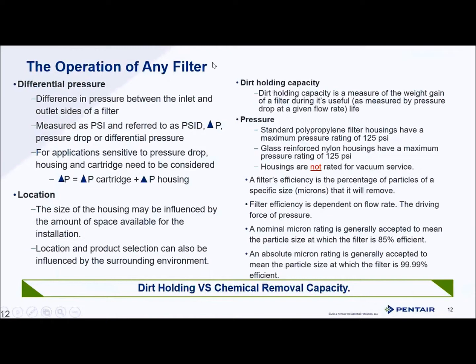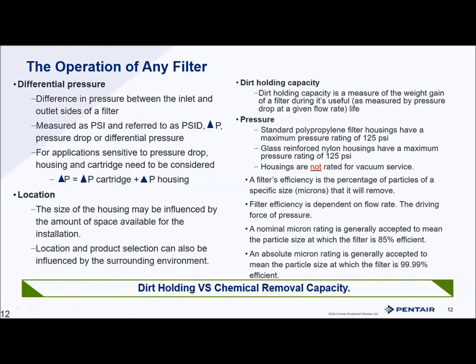So the operation of any filter depends on differential pressure. If we have low driving force, low pressure to start with, we're going to have a shorter life of that filter, period. We don't have the force to overcome dirt load. But we also don't want too high a pressure that we're damaging the filter as well. So we want to make sure we have a hard-cut supply.